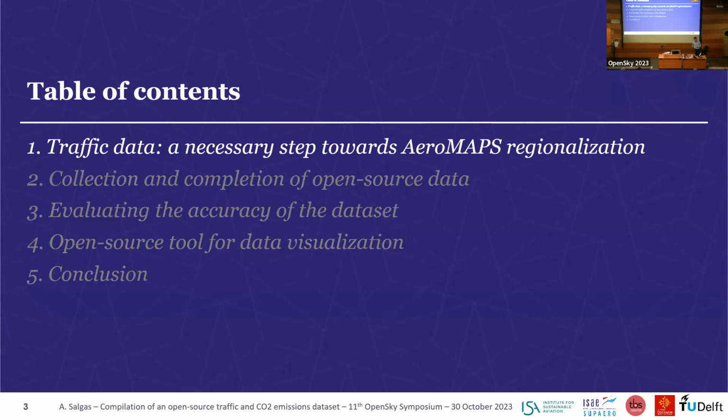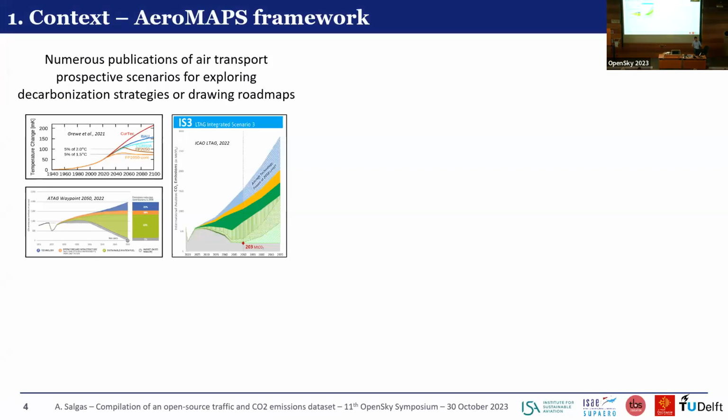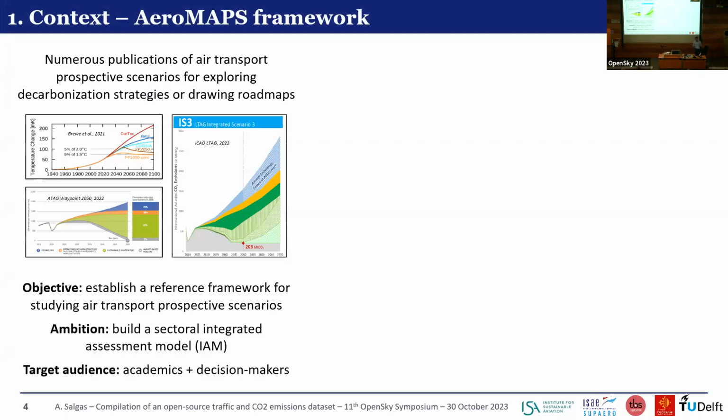So to begin with, we are a team working on prospective scenarios for the decarbonization of air transport. So what is a prospective scenario? It's looking at the possible futures for the decarbonization of aviation, looking at the different options. Several actors have been doing this, such as academia, industrial or institutional actors. And there's no common framework to compare those different scenarios.